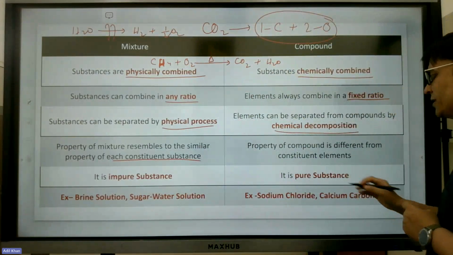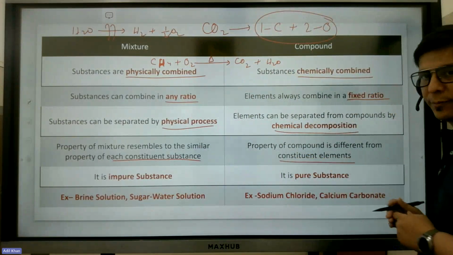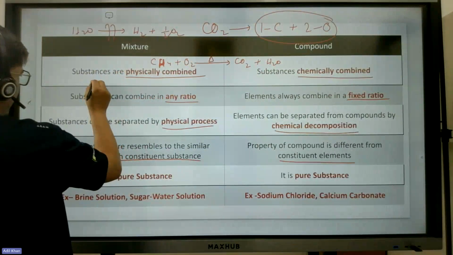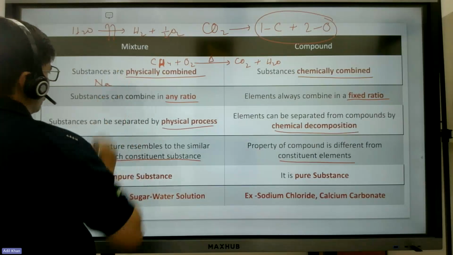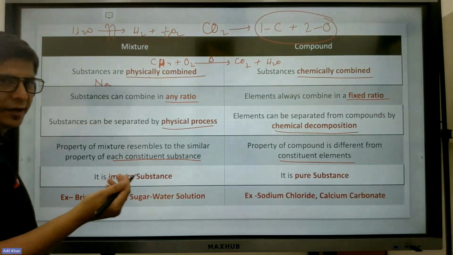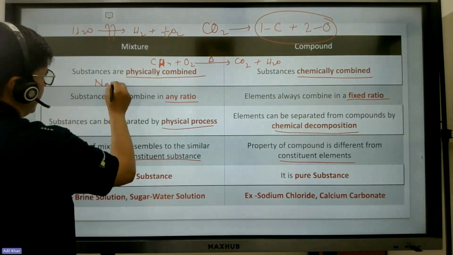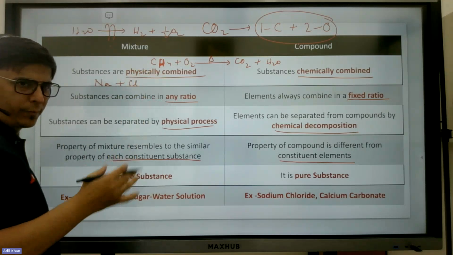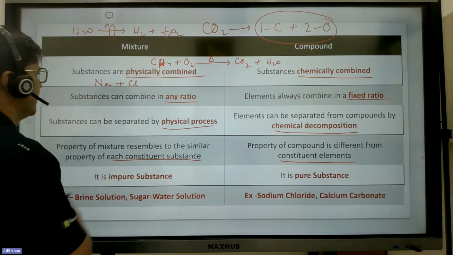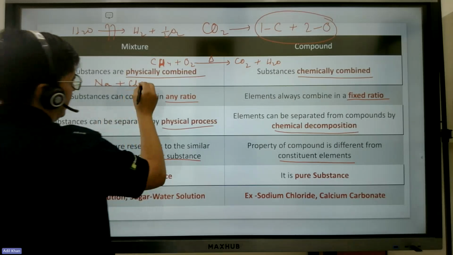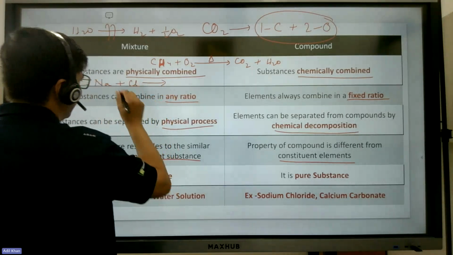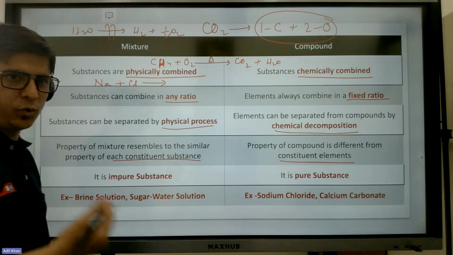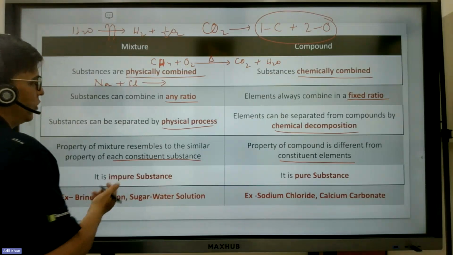The properties of a compound are different from the constituent particles. For example, if I give you sodium chloride, sodium can cause fire. It is very explosive in reaction. And chlorine, basically I'm writing in atomic form, I'm not balancing at present, is a greenish yellow gas. So they both are not good for humans. You can say both are poisonous and toxic, harmful for us.